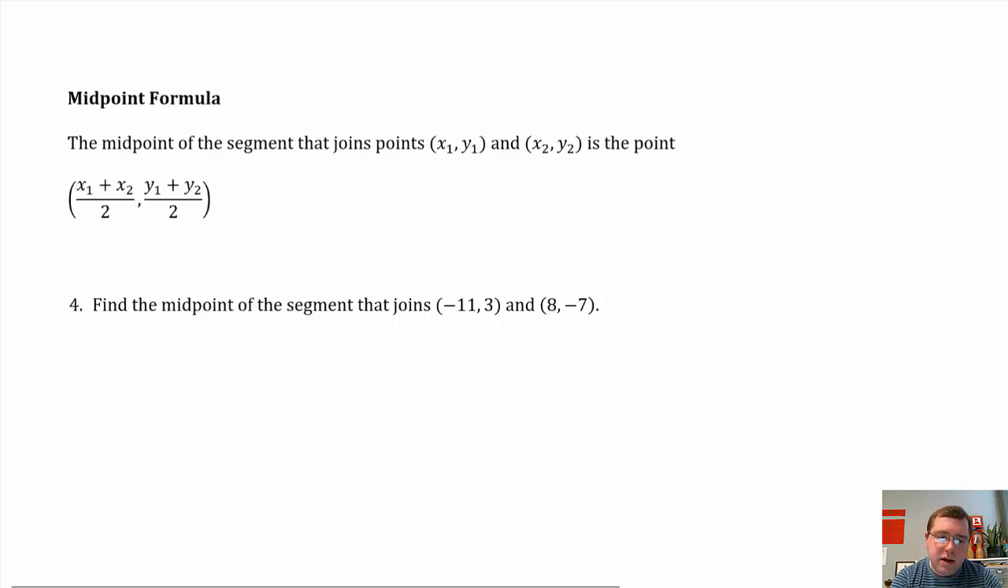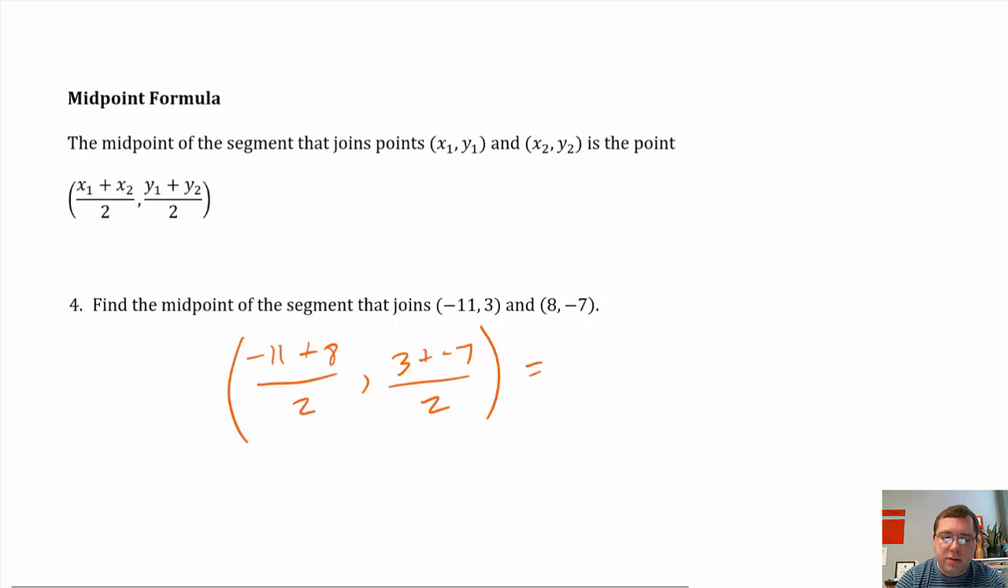So find the midpoint of the segment that joins (-11, 3) and (8, -7). So it's an x-coordinate and a y-coordinate. For the x-coordinate, we add up the 2 x-coordinates we have, negative 11 plus 8, and we divide that by 2. For the y-coordinate, we add up those, 3 plus negative 7, and divide by 2. So what is negative 11 plus 8? That's negative 3. And it's divided by 2, so negative 3 over 2.